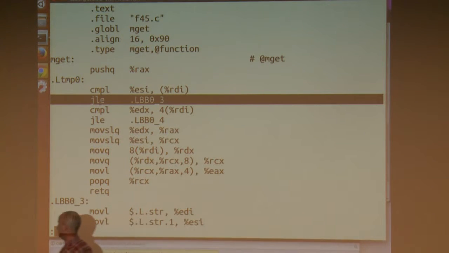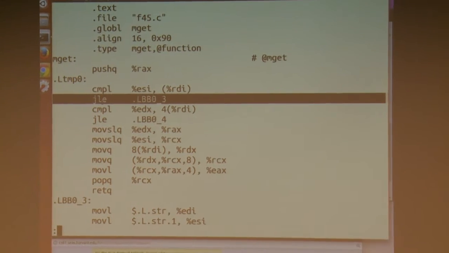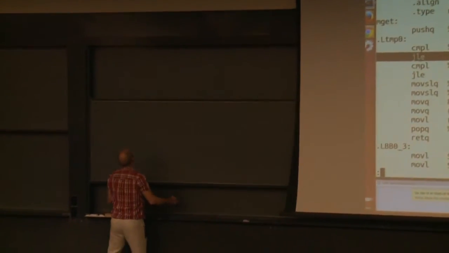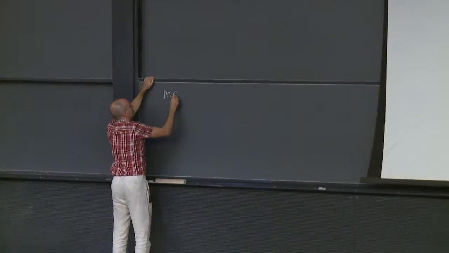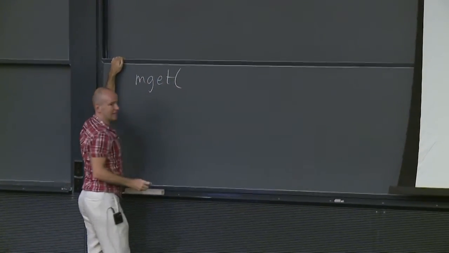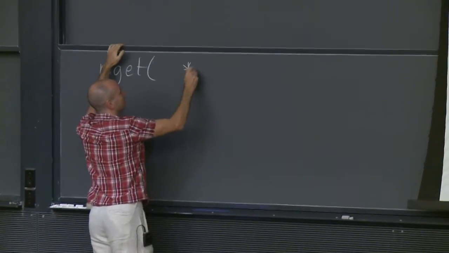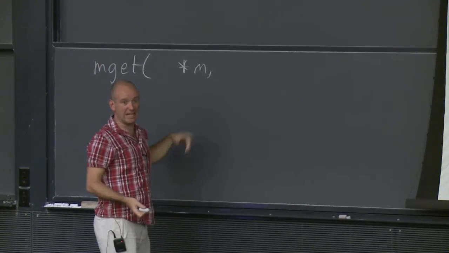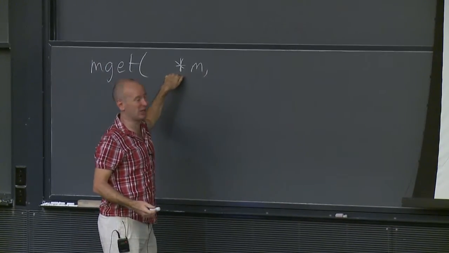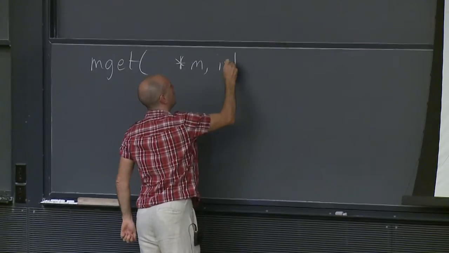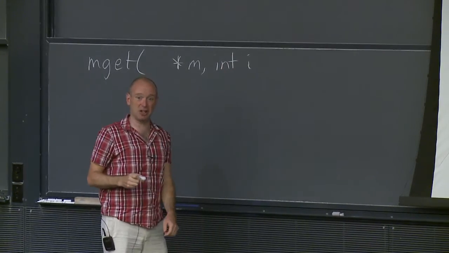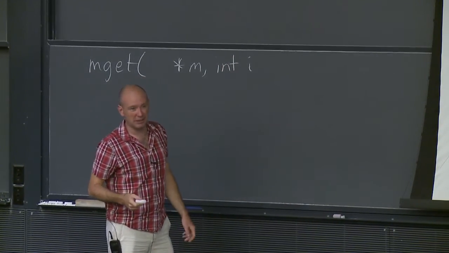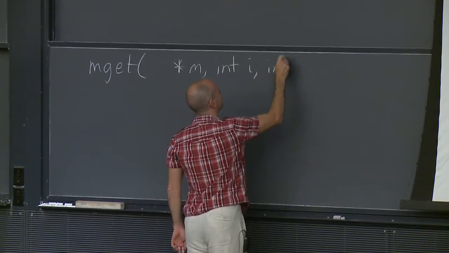Okay, so what we know so far is that we have a function called mget that takes some pointer to something. It's a structure. We know it's a structure. And we have another argument. The second argument is I. Probably the third argument is going to be j.